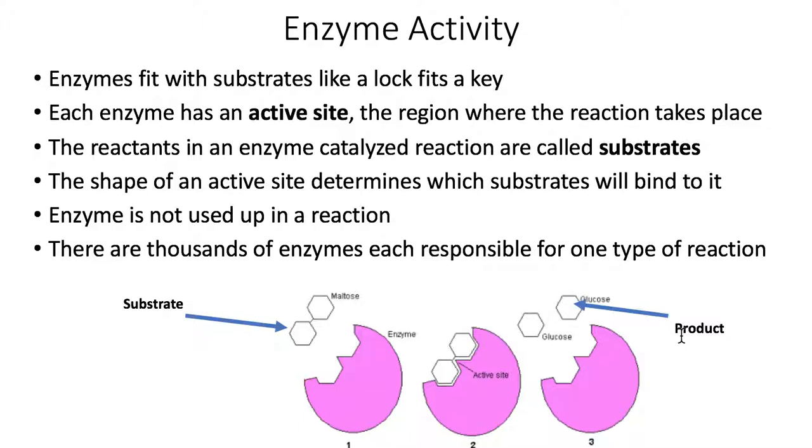The other thing to know about an enzyme-catalyzed reaction is that enzymes are never used up in the reaction. So once the reaction's done, the glucose goes off and does its glucose stuff, and the enzyme is unchanged, and it can actually do another reaction, grab another maltose and make more glucose, and then grab another maltose and make new glucose. Now, there are thousands of types of enzymes inside of your body, and each one is responsible for one type of chemical reaction, because the shape is so important that you need a specific enzyme to work with a specific substrate.